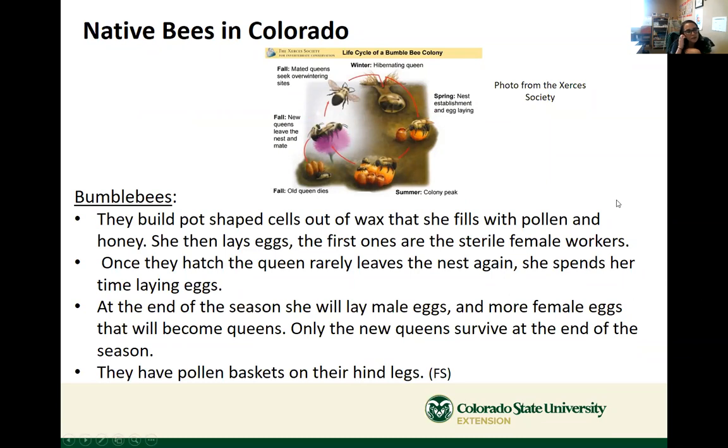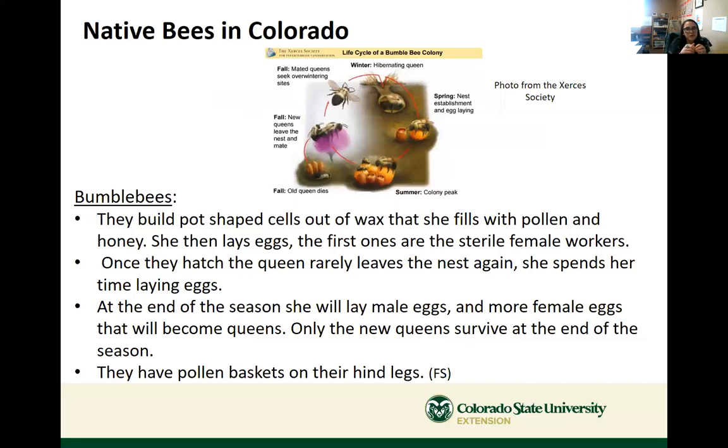So like I said, they build pot-shaped cells out of a wax that they secrete and they make. And the female bumblebee will fill that with pollen and honey. She then lays eggs. The first eggs that she lays are the sterile female workers. Once the sterile female workers hatch, they're out doing all the work, and the queen is rarely going to leave the nest again. She spends the rest of her days laying eggs. At the end of the season, she lays male eggs, and then more female eggs that will become the new queens. At the end of the season, only the new queens are going to survive, and then they will find a new place to make a new colony and start all over again.